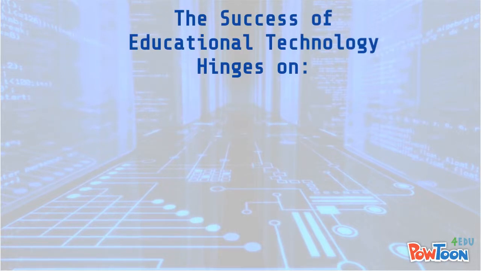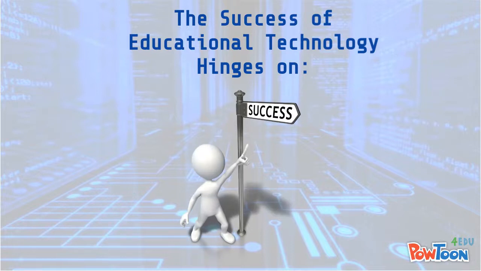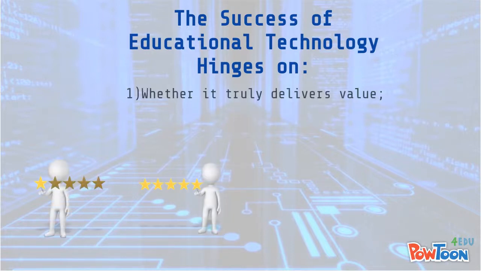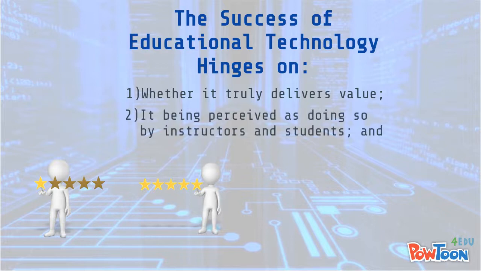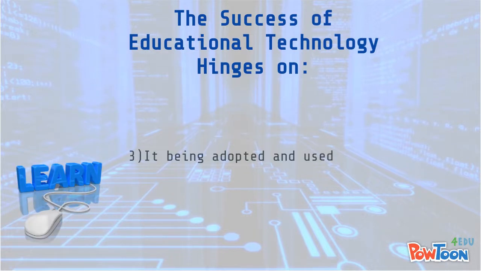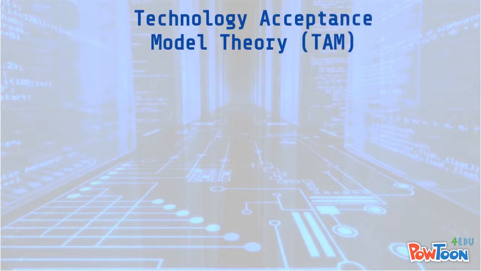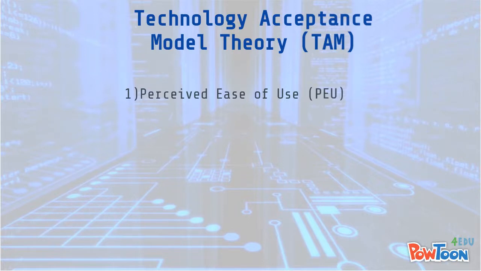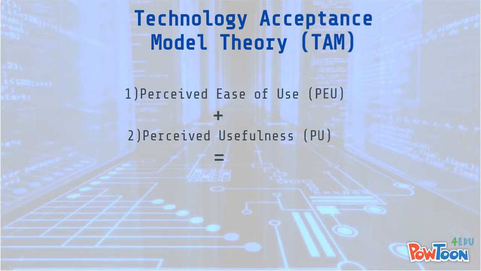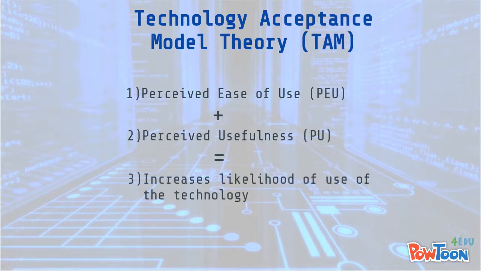In many cases, we find that the success of educational technology hinges on whether it truly delivers value, is perceived as doing so by the instructor or students, and is adopted and used. So this is the basis for understanding TAM. The theory asserts that if a user perceives a technology to be easy to use, and they perceive it to be useful for their needs, they will be more likely to use the technology.